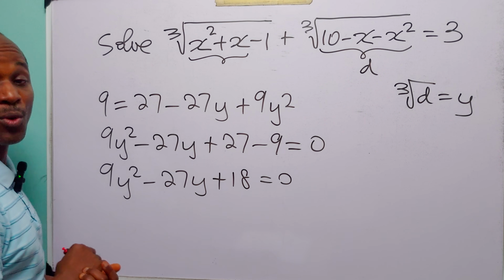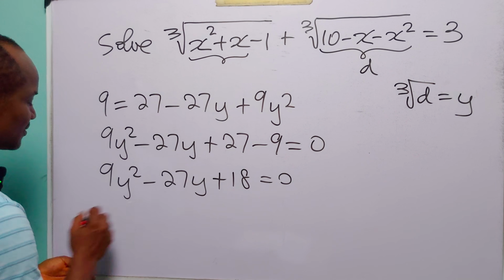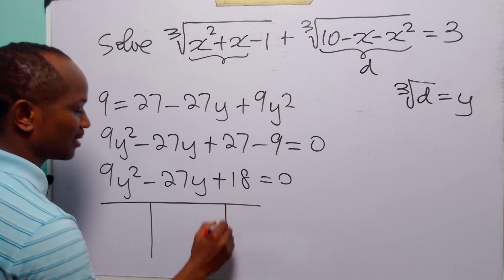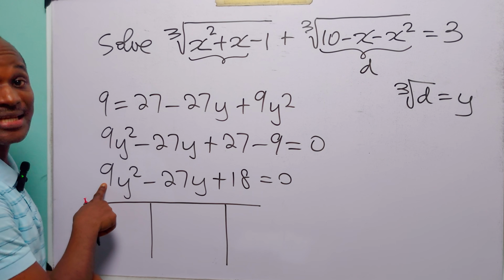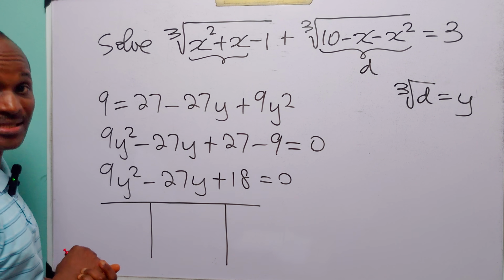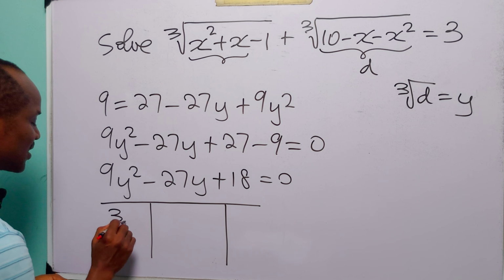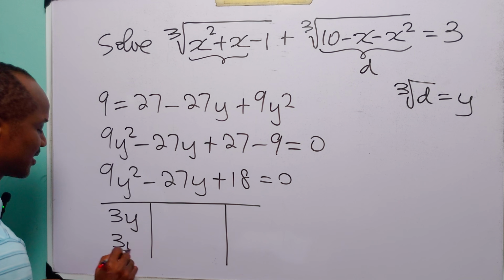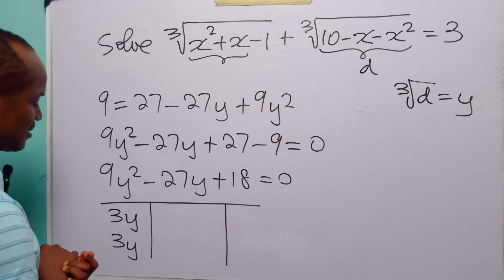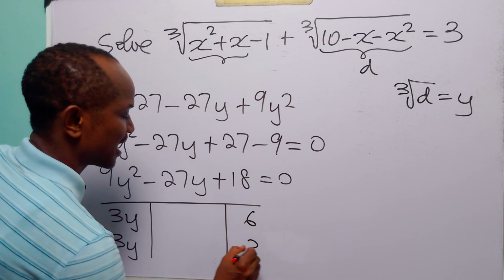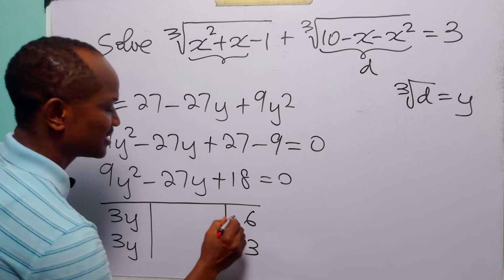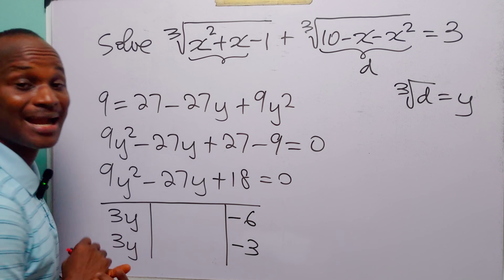We can solve this quadratic equation by factorization. Let us use the table method since the coefficient of y squared is not 1. Now, what are the factors of 9y squared? We have 3y and 3y. What are the factors of 18? We have 6 and 3. Now, since the middle term is negative, let this be minus 6 and let this be minus 3.